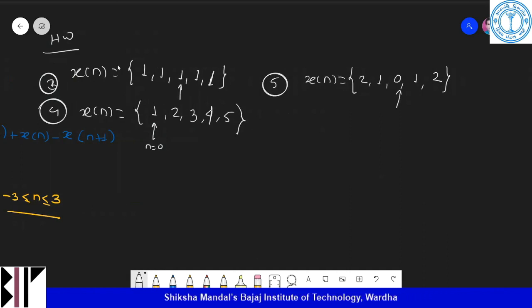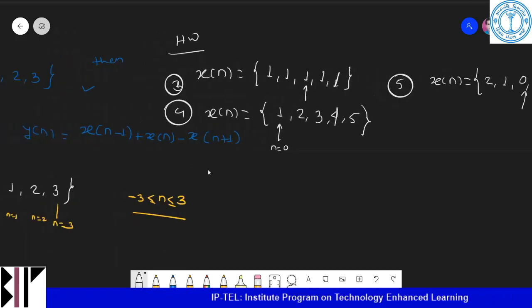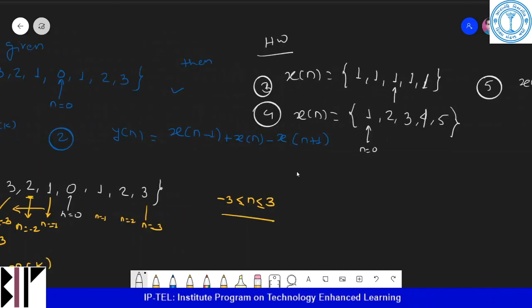What I have done, I have changed only the numbers in this sequence. So in examination you will get such kind of questions because there are no fixed questions. They will only change the sequence, and then the expression they can change. So you have to practice, more practice should be there.